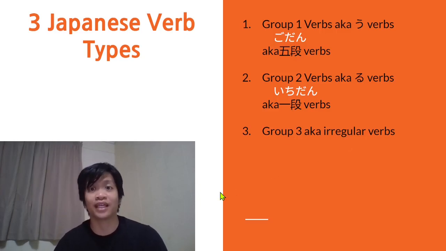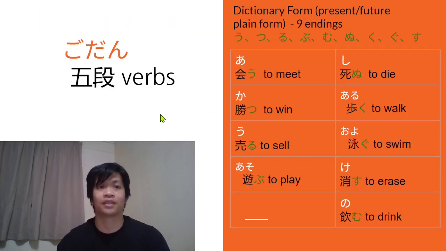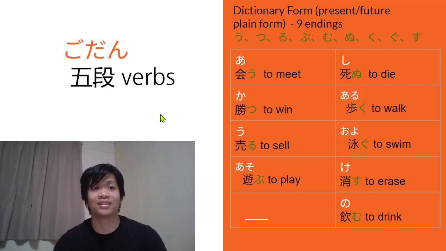So let's take a look at the first type. I'll just call it godan verbs to keep it simple. For the first type, you want to take a look at the dictionary form, which is the present or future plain form of the verb. When it's in this form, it has 9 possible endings: u, tsu, ru, bu, mu, nu, ku, gu, or su. So each of these words right here ends in one of these 9 hiragana characters.